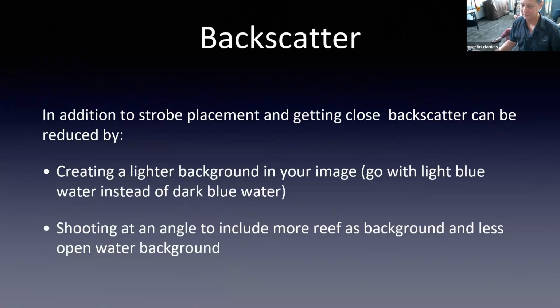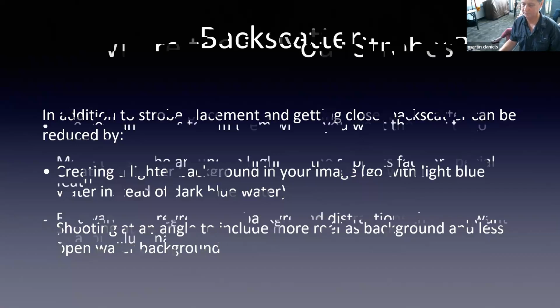A couple other things to help reduce the look of backscatter in your images: when you get that blue water background, go with a little lighter color blue rather than a darker color blue, because the lighter blue will hide those little bright spots of the backscatter better than the dark blue, okay? When you underexpose that blue water background, that's when you really see that backscatter. And also shoot at an angle to include more reef as the background, less open water, because open water is really where that backscatter can show up.